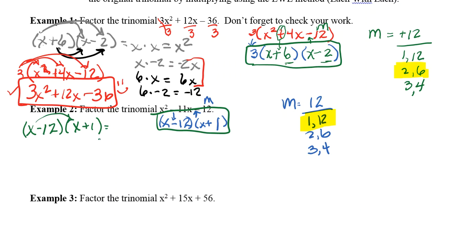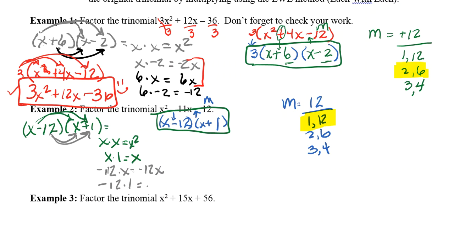So x times x, that's my x squared. x times 1 is x. Negative 12 times x is negative 12x. Negative 12 times 1 is negative 12. If I put my like terms together, I have a single x minus 12x, that's negative 11x. And then I have the minus 12. I can check that back up to my original, and that is what it was. So this is my answer.